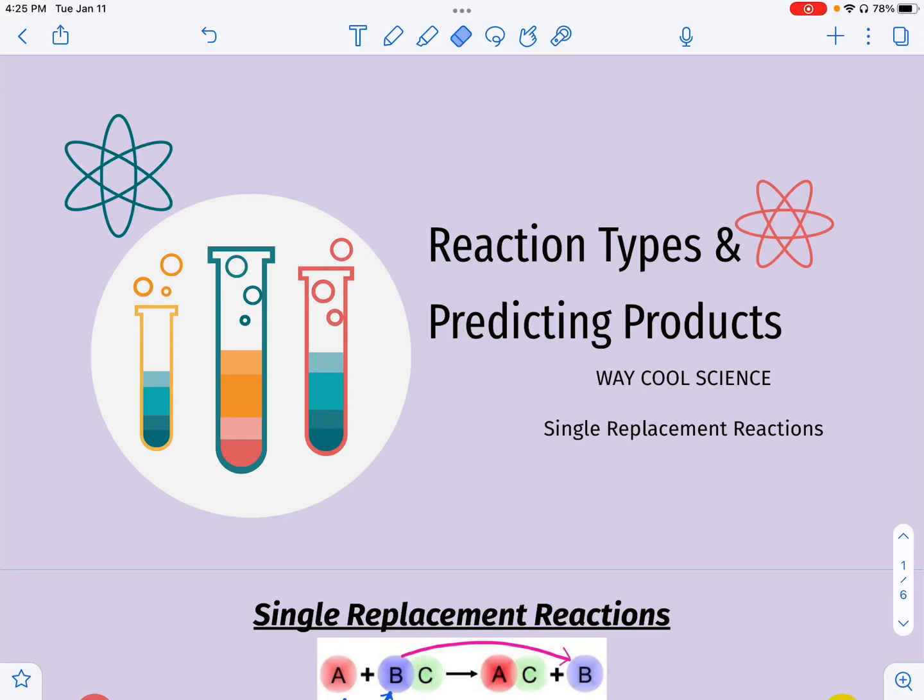Hello, chemistry students. In this video, I want to walk you through how to identify a single replacement reaction and predict the products of that. This goes over the notes that we went over in class, and you can download the notes and follow along with the video and fill along with our examples.